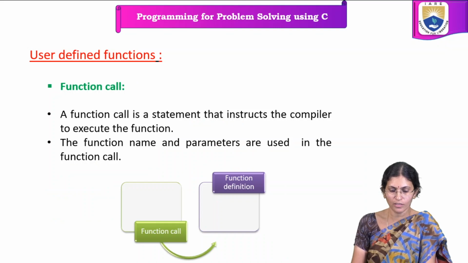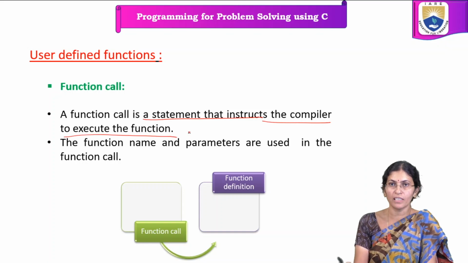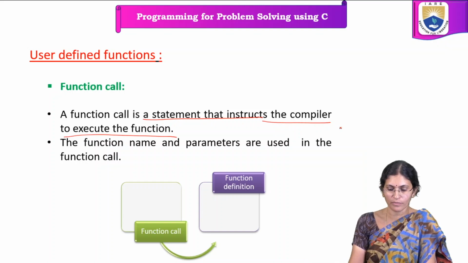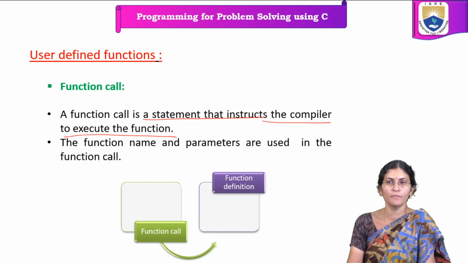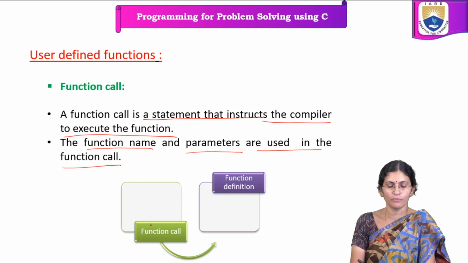Next is function call. So what is a function call? A function call is a statement that instructs the compiler to execute the function. In order to invoke the function, a function call is required. In a function call, the function name is required, and then the parameters are used in the function call. Whenever in the program there is a function call, the control is automatically transferred to the function definition.